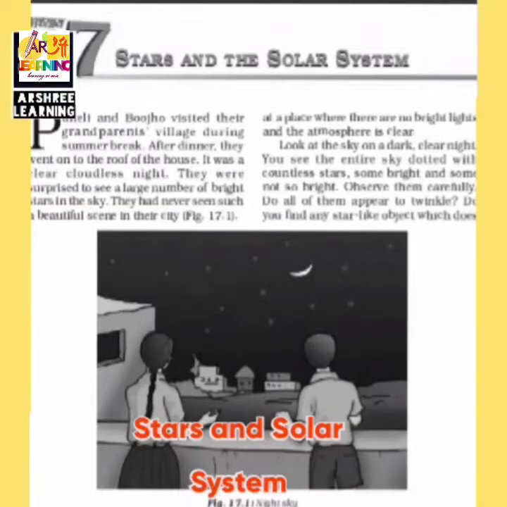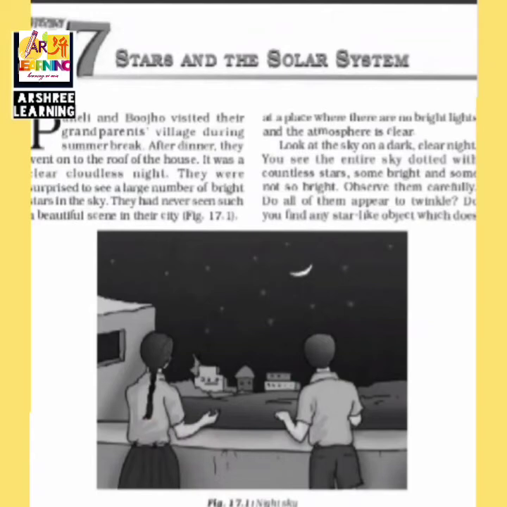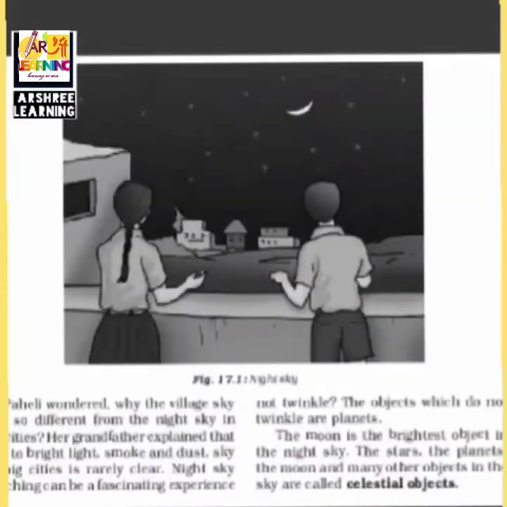Chapter 17, Stars and the Solar System, is an interesting chapter which describes the solar system, the universe, and the different heavenly bodies which are found in space. So you will read about what the different parts of the solar system are, what the different parts of the universe are, what heavenly bodies are, and the different aspects of the universe.